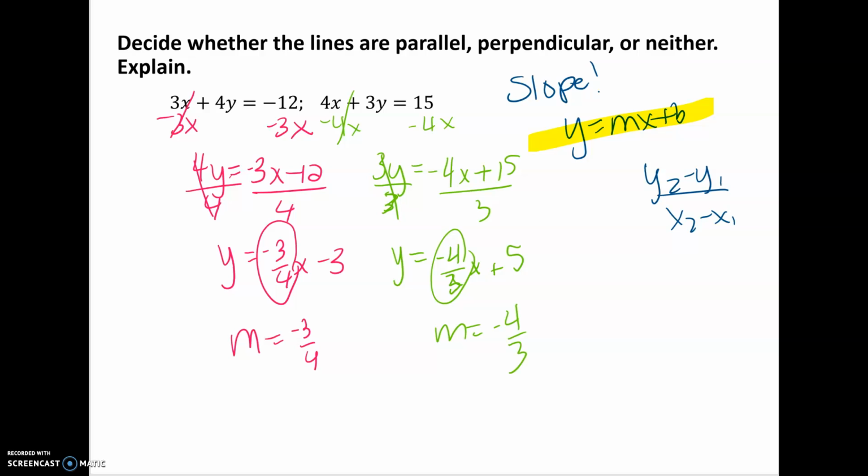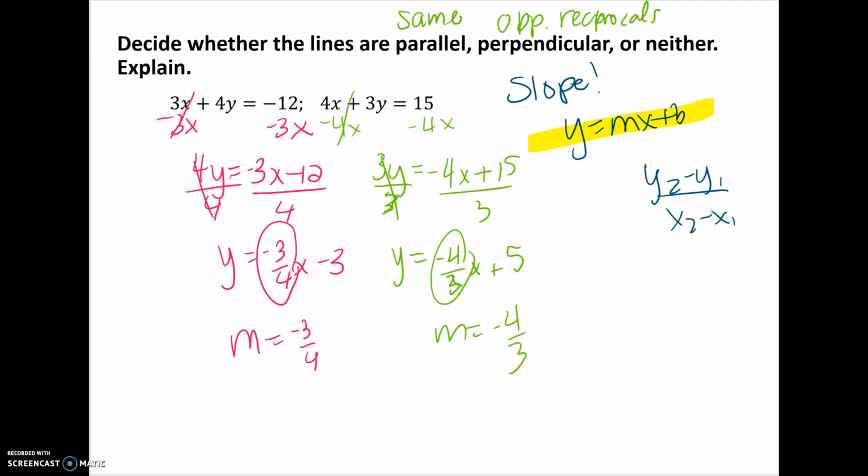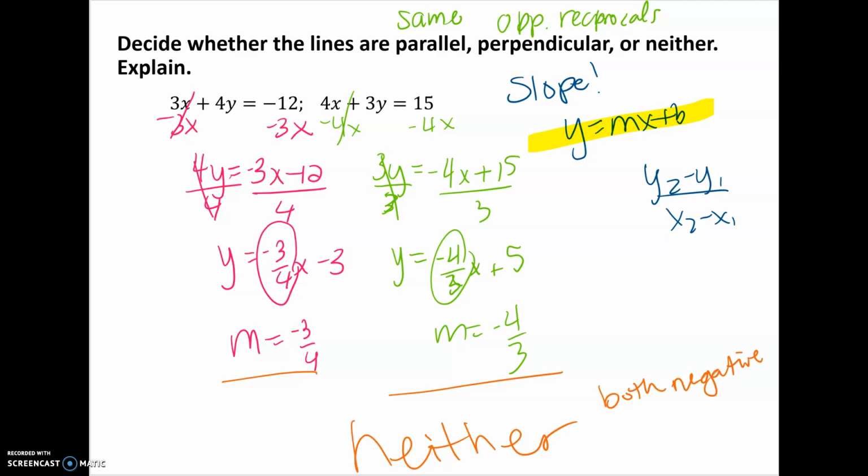Are those parallel, meaning they're the same slope? Are those perpendicular, meaning they're opposite reciprocals? Or are they neither? Okay, so looks like I have a 3/4 and a 4/3, so I'm thinking maybe opposite reciprocals, but they're both negative. Okay, if they're both negative, this is a definite neither. So not opposite reciprocals, not the same slope.